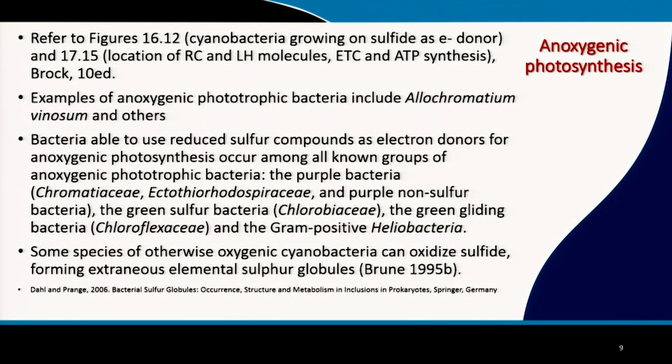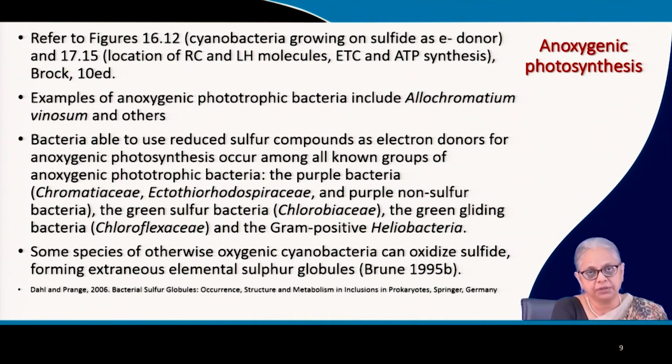So now that we know that cyclic photophosphorylation can happen, leading to anoxygenic photosynthesis, let's also take a look at some examples of various types of bacteria or various bacterial species that are capable of anoxygenic photosynthesis.